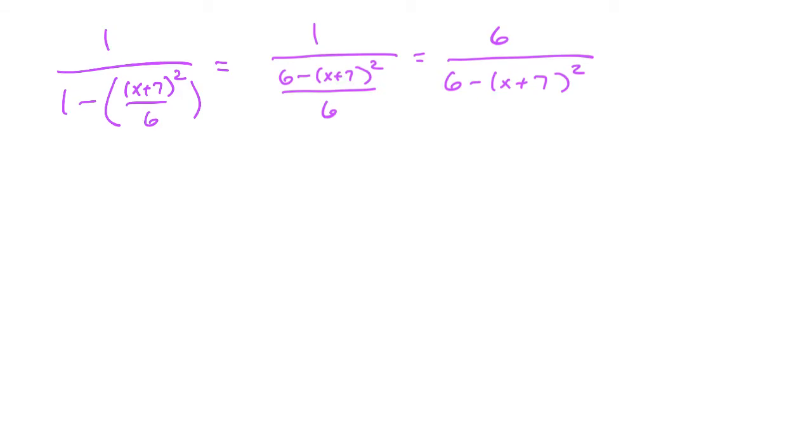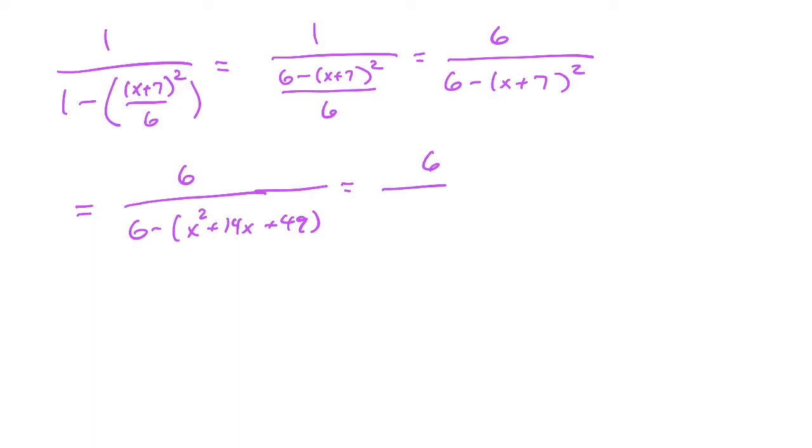Well, now I can expand that denominator. So if I have 6 minus, I have an x squared plus 14x plus 49. If I distribute the negative, what happens? So 6 minus x squared minus 14x and minus 49. So I can combine terms in the denominator. So I have a minus x squared, a minus 14x, and then a minus 43.